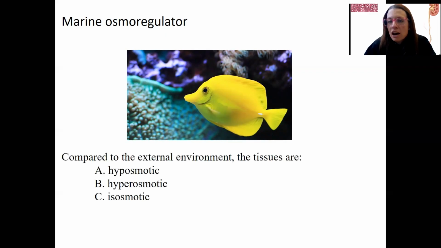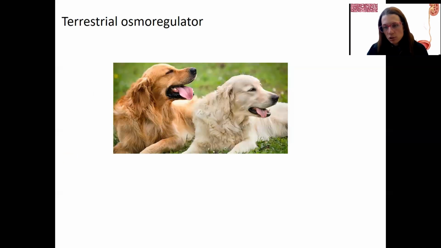So the last picture of non-humans here is, did I do this already? So compared to the environment, these tissues are what? Hypoosmotic. Hypo, hyper, iso, gotta know those. Lower is hypoosmotic. Okay, last picture of non-humans, the cutest ones. Terrestrial osmoregulators, just like humans are. These adorable golden retrievers. There is water loss due to evaporation and thermoregulation, panting in dogs, sweating in humans.